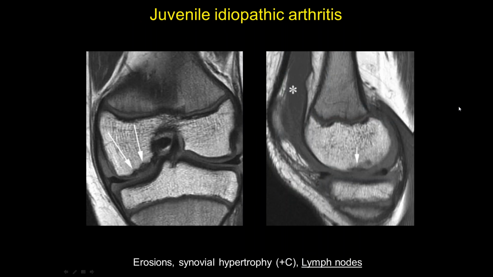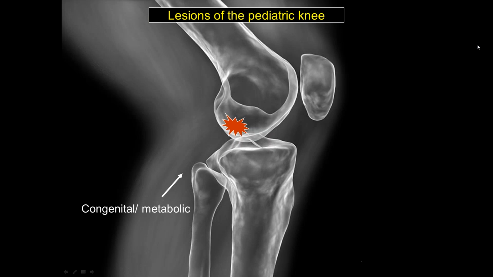Later on in the disease process, we can see small erosions in patients with juvenile idiopathic arthritis. Of course, there is a synovial hypertrophy, as we mentioned before. And also check for lymph nodes. Lymph nodes may be a sign of active disease. So go to the popliteal fossa and just check whether lymph nodes are present or not in your patient.